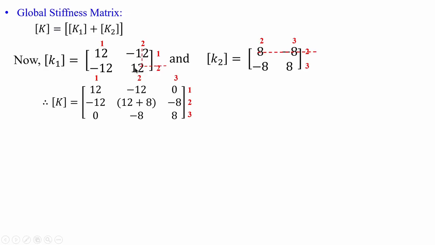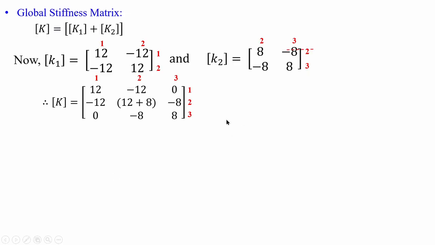We have 12 in the first and 8 in the second. So the second element will be 12 plus 8. Now the third element of the second row: we have to look for column number 3 and row number 2. So we have minus 8. So the third element of the second row will be minus 8.